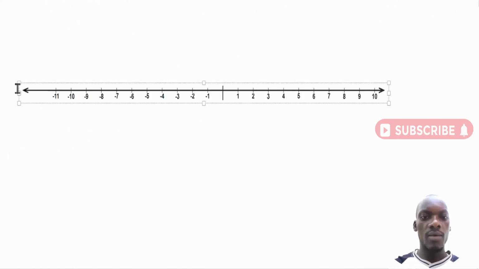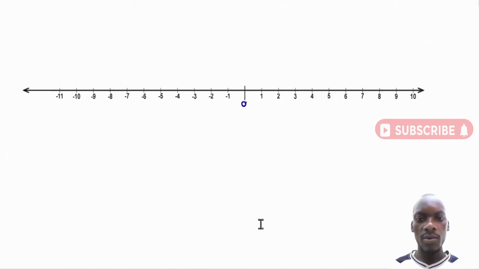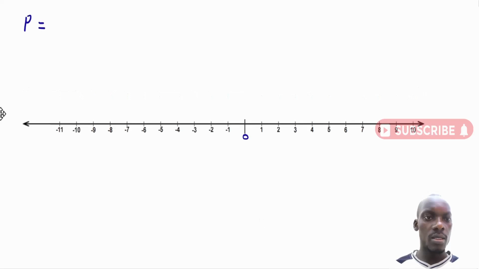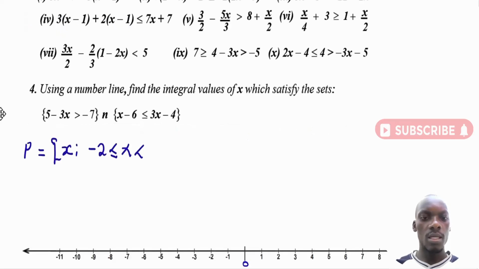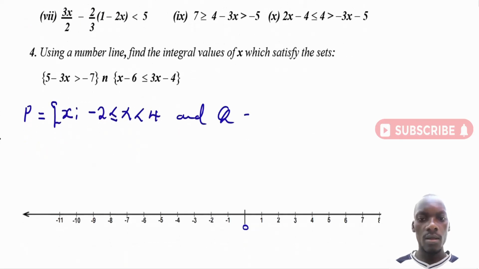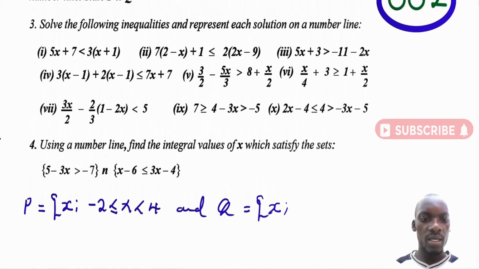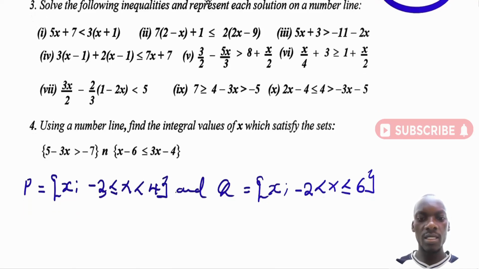So let us have our number line here. This is 0. Our P is negative 3 less than or equal to X less than or equal to 4, and our set Q in terms of X is negative 2 less than X less than or equal to 6. These are the two sets we have to represent on a number line.